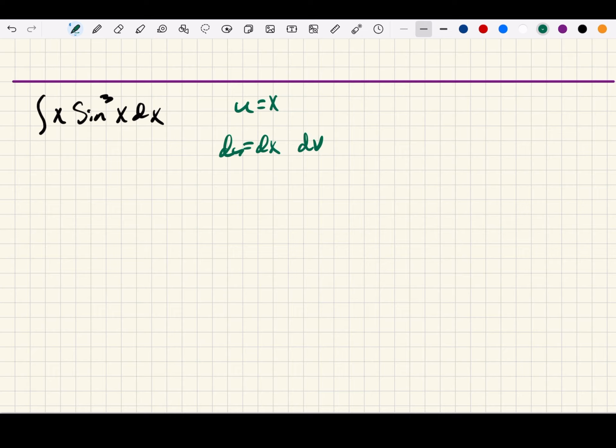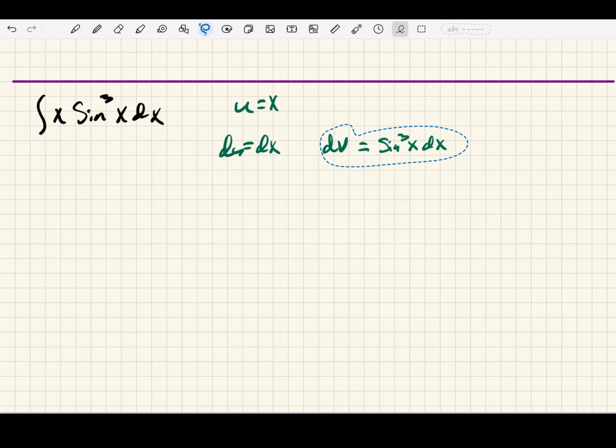And I'm going to let my dv, now I've got to think about this for a second. So I've got sine cube x, right? So if my dv is sine cube x dx, I'd have to integrate that, wouldn't I?